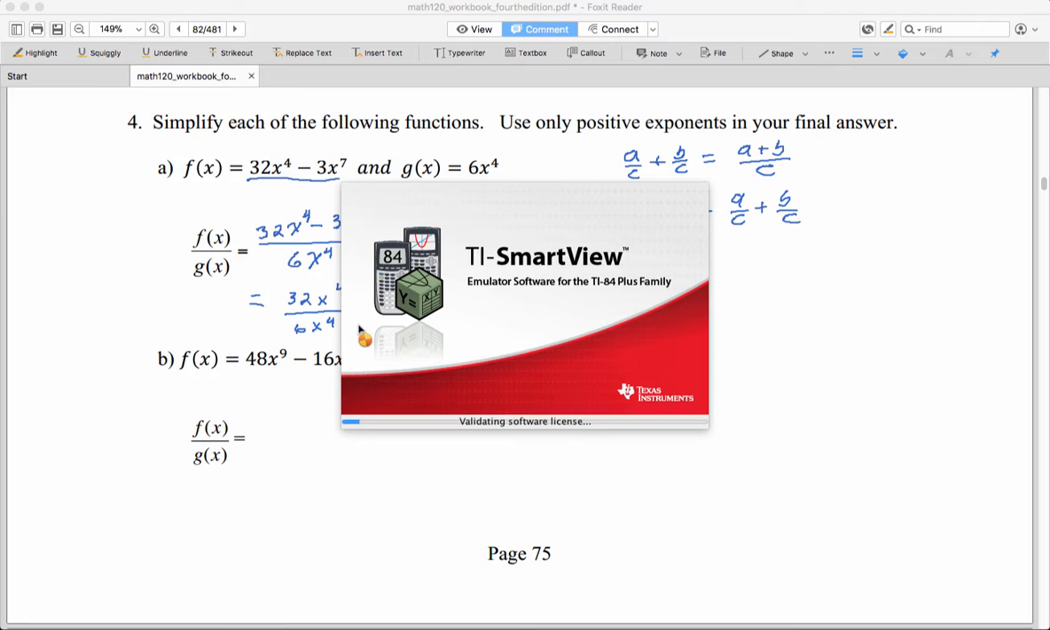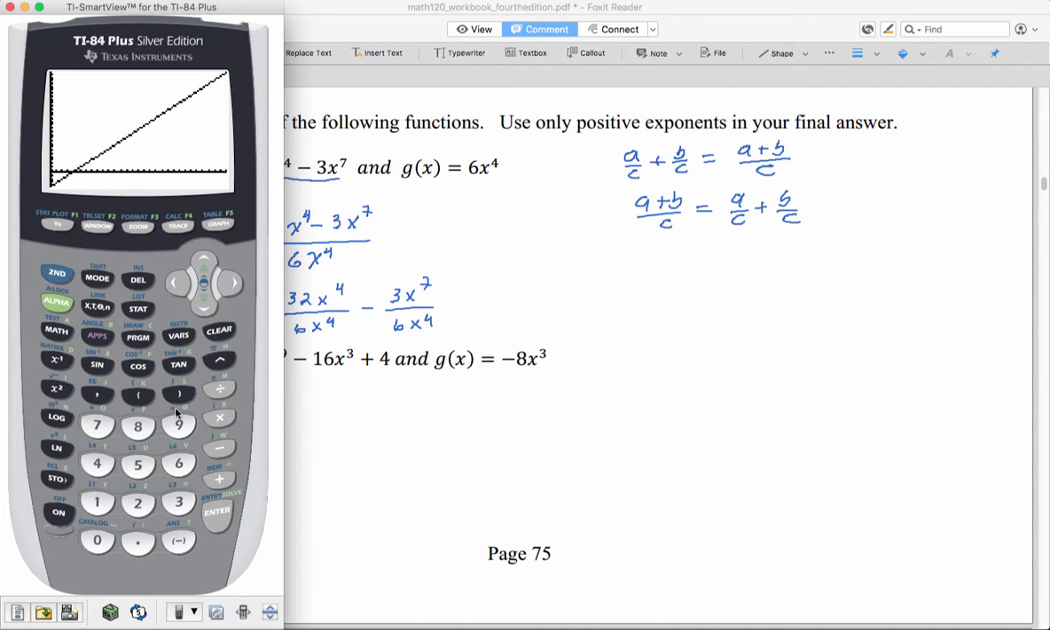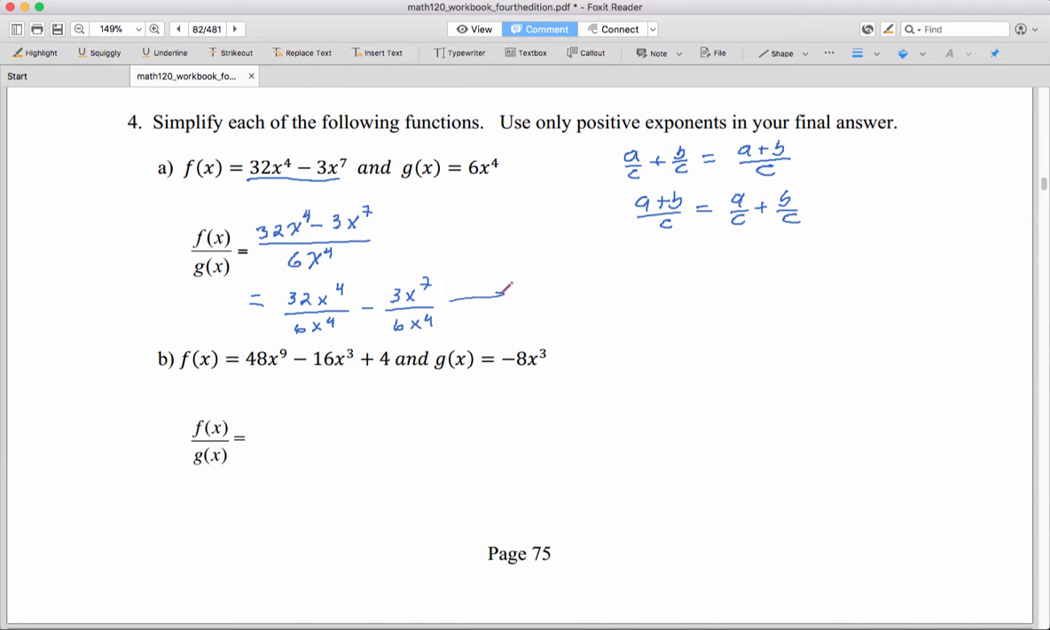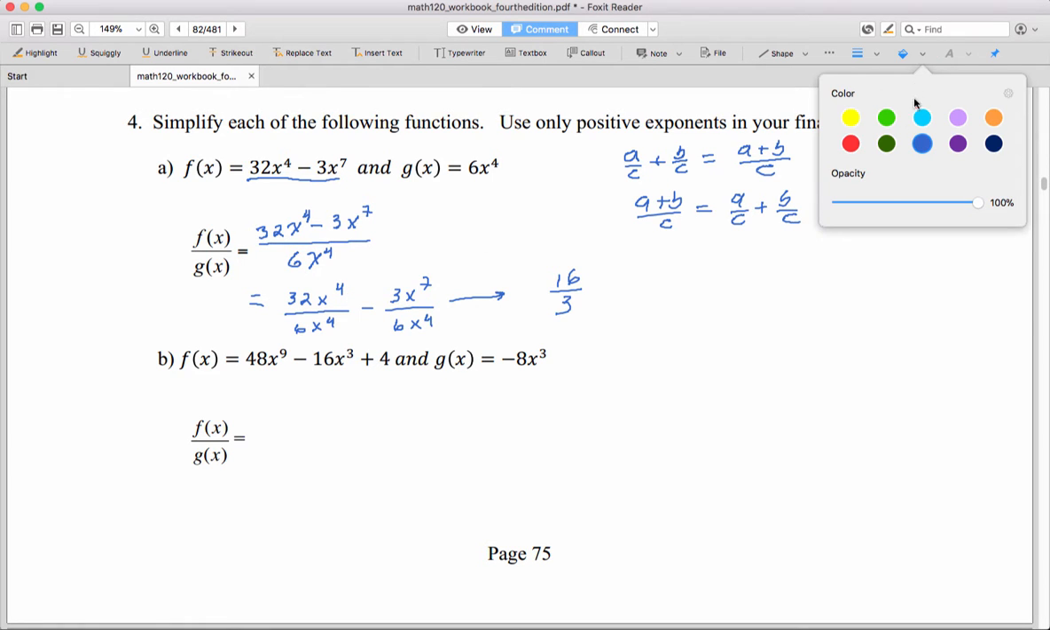Okay, so the numerical parts, in other words, the 32 divided by 6, can be made into a fraction nicely into your calculator by entering 32 divided by 6, and then go math, frac, and it comes back 16/3. Okay, so this is going to be 16/3 for the numerical part, and then the x to the 4th divided by x to the 4th, well, we see that those are just going to both become 1s, aren't they, right?